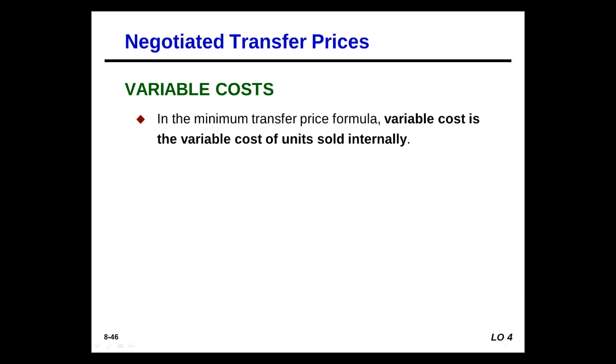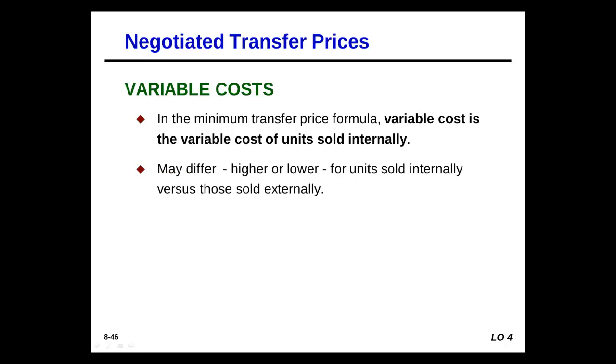In the minimum transfer price formula, variable cost is defined as the variable cost of the unit sold internally. In some instances, the variable cost of a unit sold internally will be higher or lower than the variable cost of units sold externally. In this case, the internal variable costs are used in the minimum transfer pricing formula.